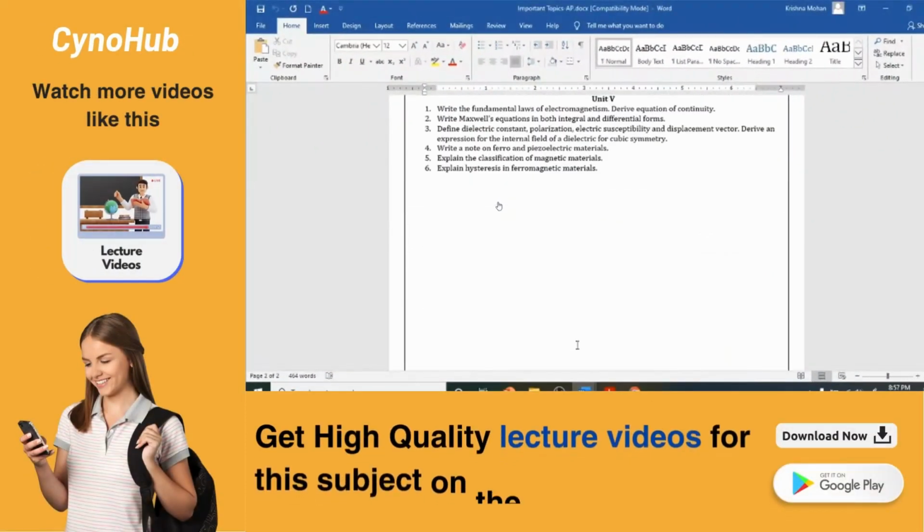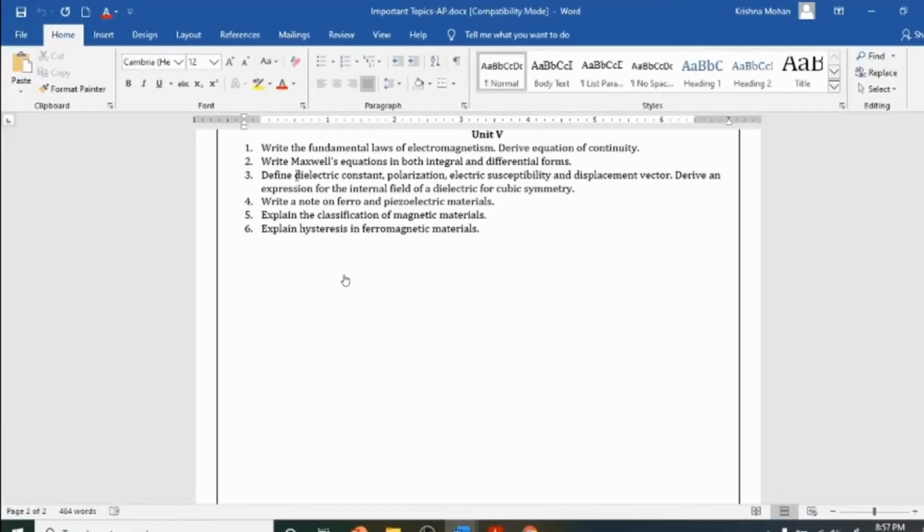The fundamental laws of electromagnetism, derive the equation of continuity, what we have seen just now. And then write Maxwell's equations in both integral and differential forms. That is also there, that I have shown to you. And then I have just told you about the definitions: dielectric constant, polarization, electric susceptibility, displacement vector and all. These are asked. And then derive an expression for internal field for cubic symmetry. Cubic symmetry means Lorentz model. And these are the questions that have been given from December 2018 till date.